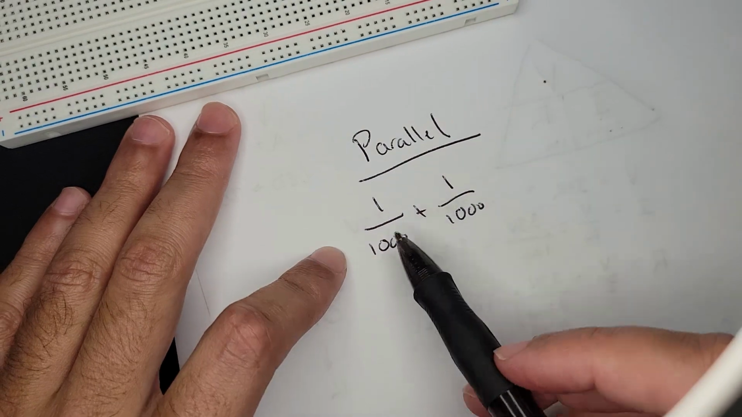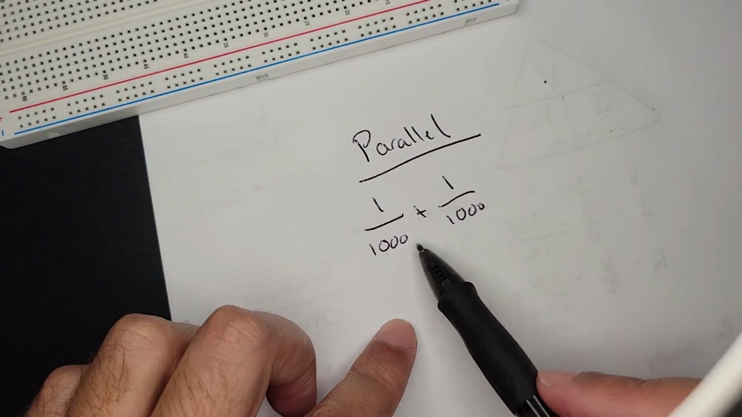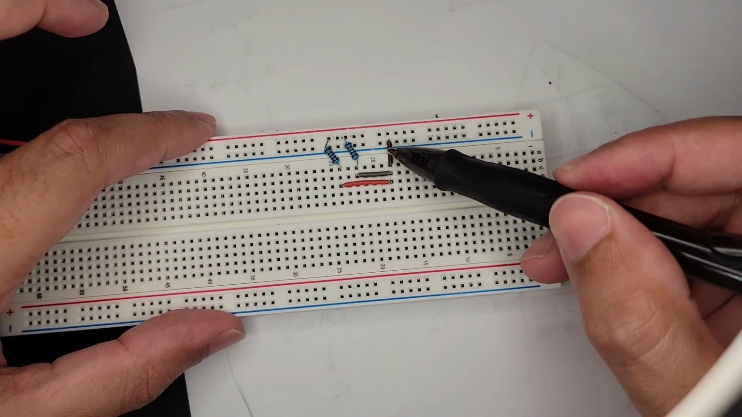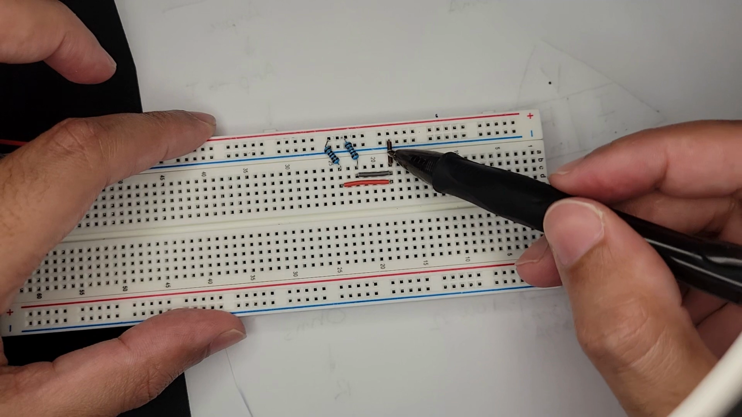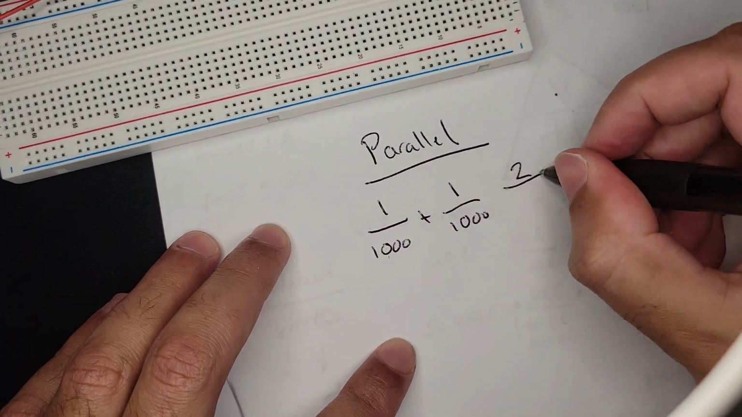So in this case, we have a 1000 ohm resistor and another 1000 ohm resistor in parallel, meaning they both end up connecting at some point, right? These guys are here and they both end up connecting essentially into this brown wire, and then they go to ground. So if we add this up, we get 2 over 1000.